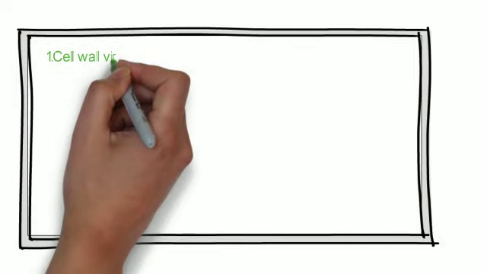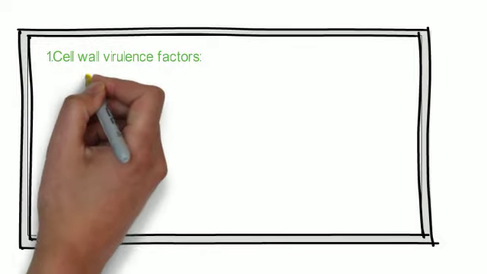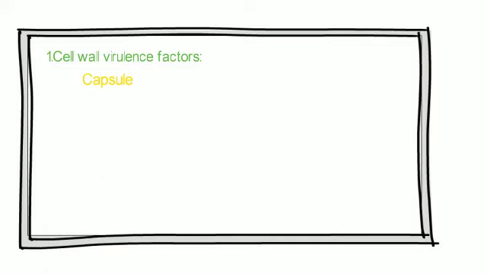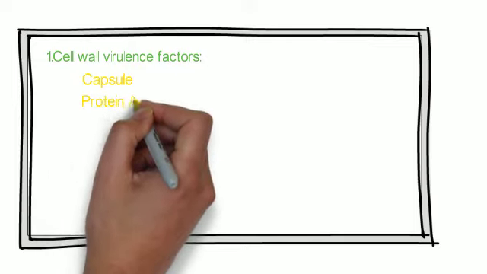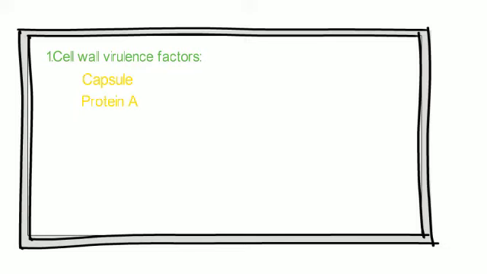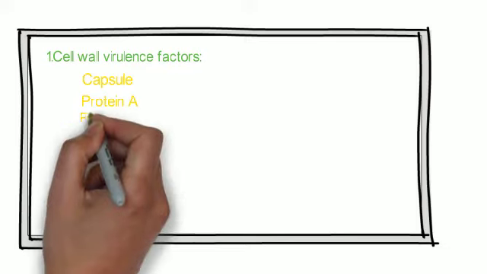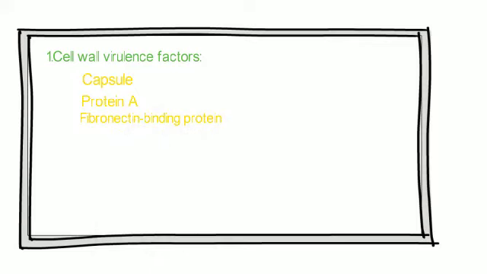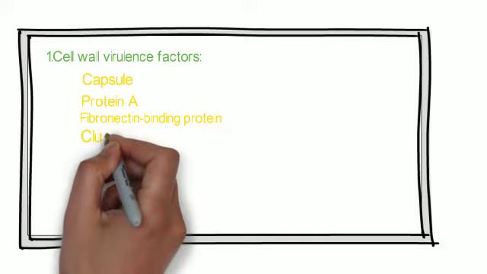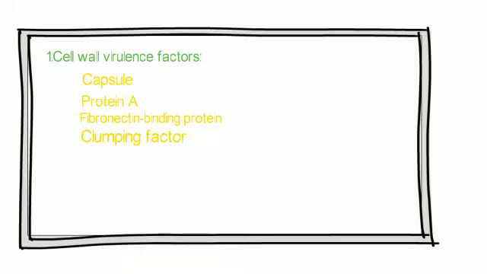Capsule. Most clinical isolates express a polysaccharide microcapsule of types 5 or 8. The capsule layer is very thin but has been associated with increased resistance to phagocytosis. Protein A. Protein A is a major component of the S. aureus cell wall. It binds to the Fc region of IgG, exerting an anti-opsonin effect. Fibronectin binding protein. Fibronectin binding protein promotes binding to mucosal cells and tissue matrices. Clumping factor. This enhances clumping of the organisms in the presence of plasma.